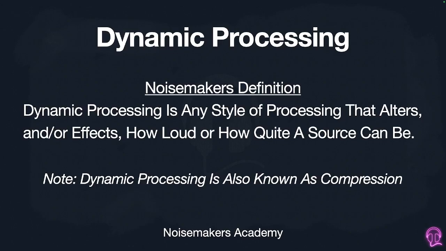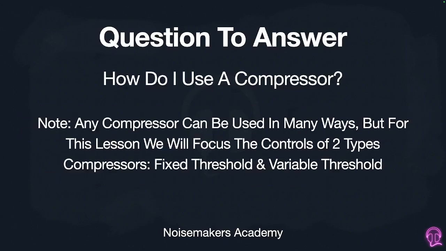Well, dynamic processing is any style of processing that alters and or affects how loud or how quiet a source can be. Okay, note, dynamic processing is also known as compression. Okay. And the question to answer is, how do I use a compressor? Well, any compressor can be used in many ways, but for this lesson, we will focus on the controls of two types of compressors, fixed threshold and variable threshold.